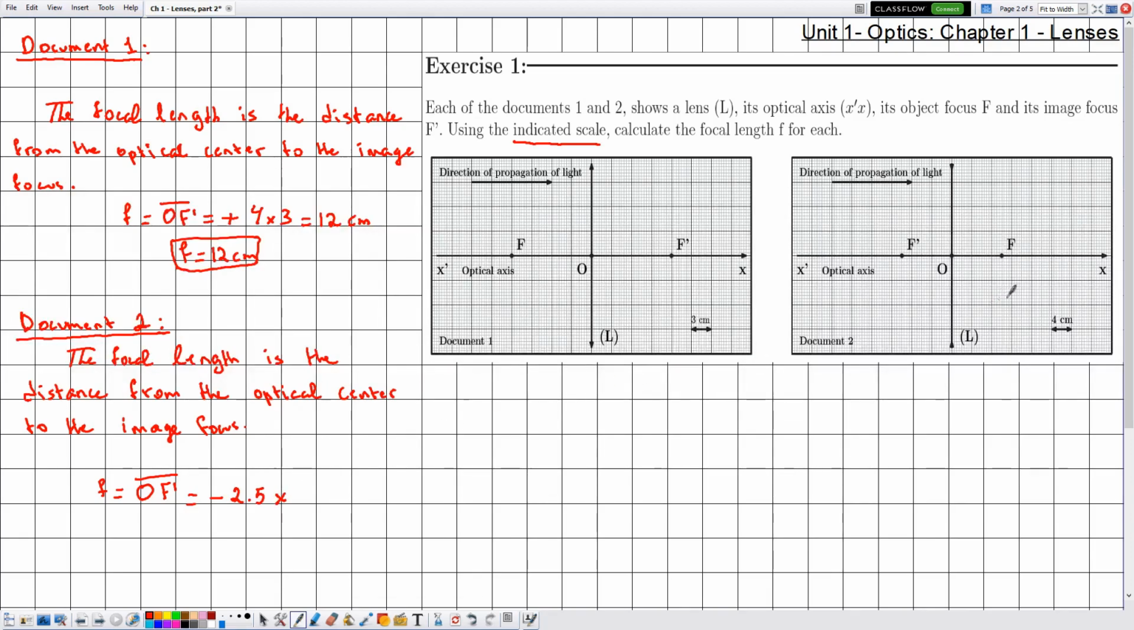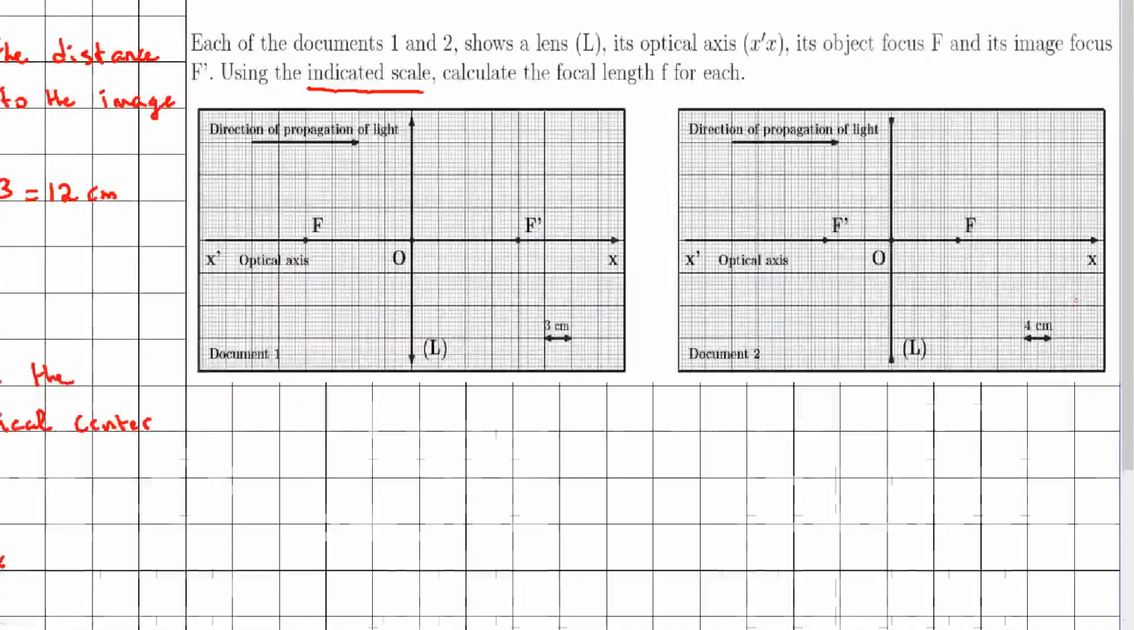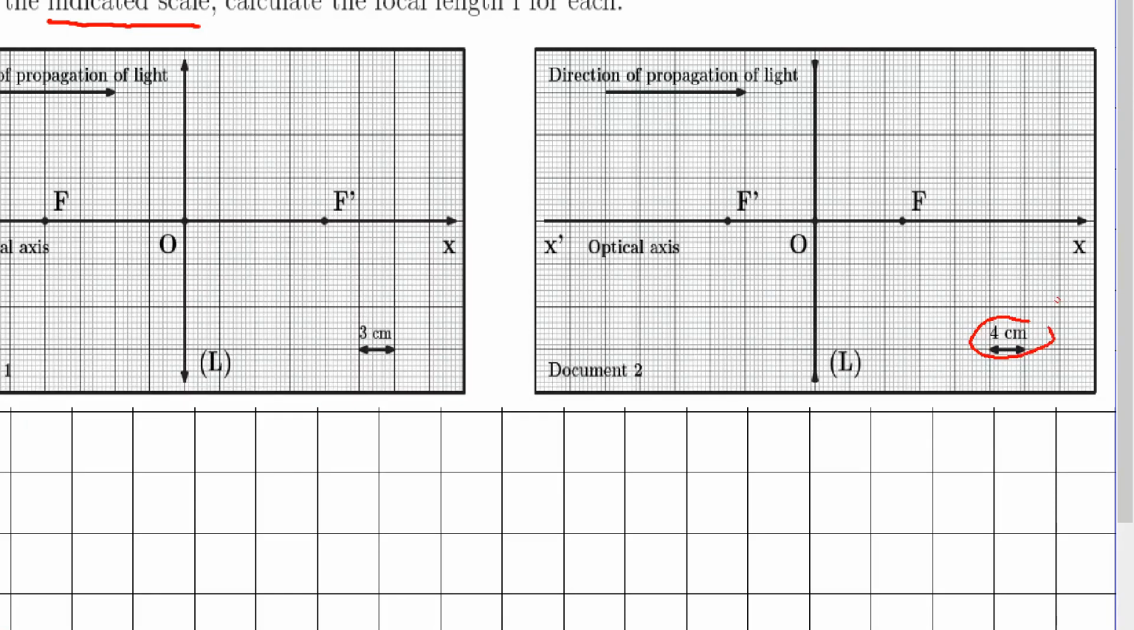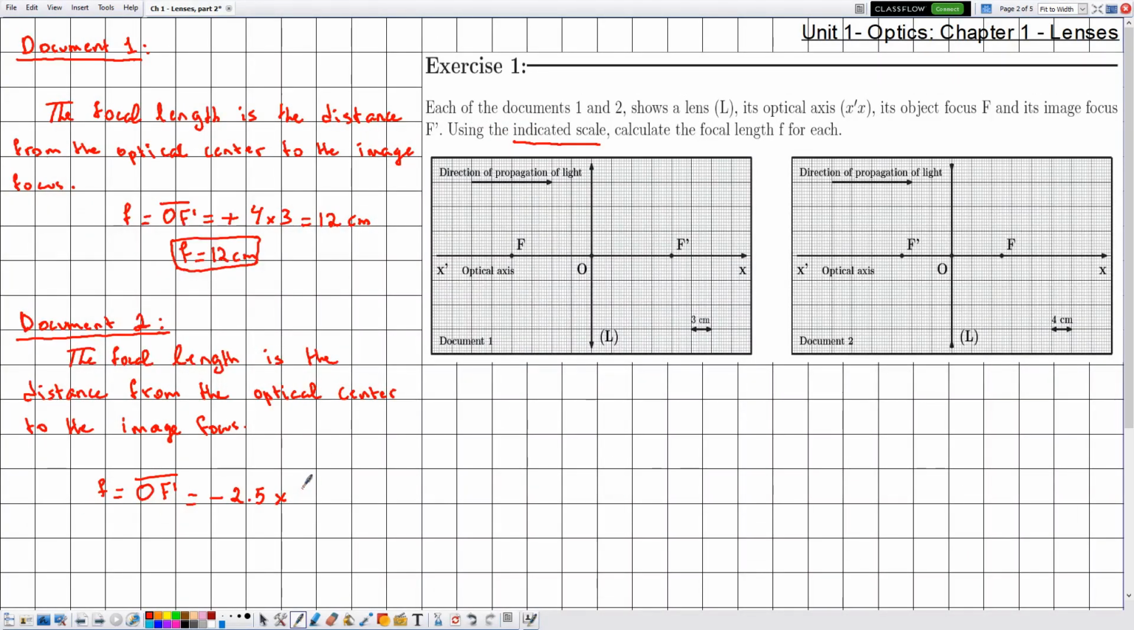And we multiply by the scale along which we have counted the number of divisions, which is the scale along the x-axis. And this will give me minus 10. Since the scale is in centimeters, then the value of f will be in centimeters. So f is equal to minus 10 centimeters.